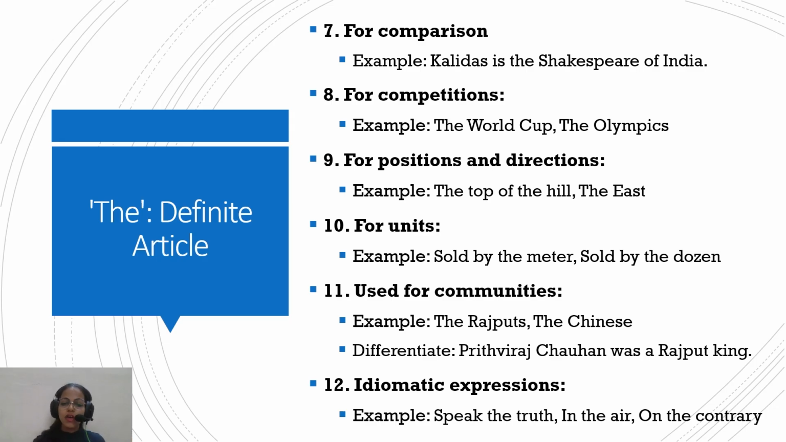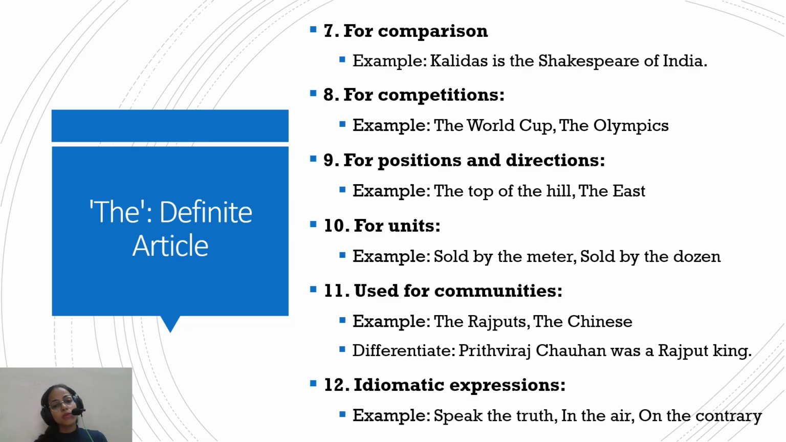Okay. Used for communities. So again, if you're talking about the communities, you use the definite article the. So the Rajputs ruled in the western part of India. So you say the Rajputs. But again, you can also say Prithviraj Chauhan was a Rajput king. Now here you say a. Here we are referring to Prithviraj Chauhan specifically, but a Rajput king means that he was one of the many Rajput kings.